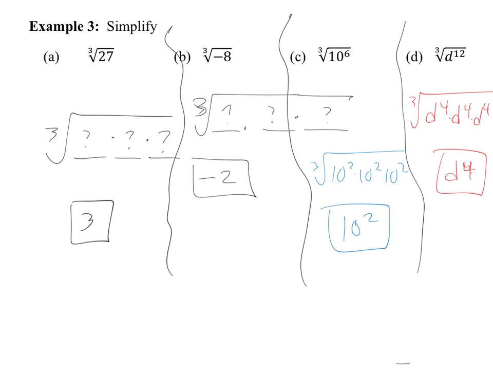Take the exponent and divide it by the index. Now, if the index cannot divide evenly into the exponent, though, we're going to run into some problems, and we'll see how to do those later. But for now, we'll make it work so that happens. So 12 divided by 3 is indeed 4.